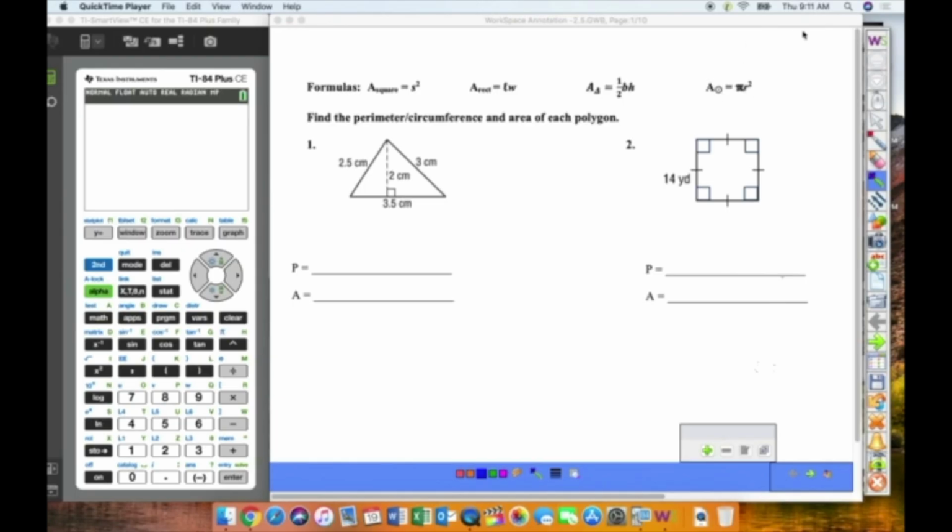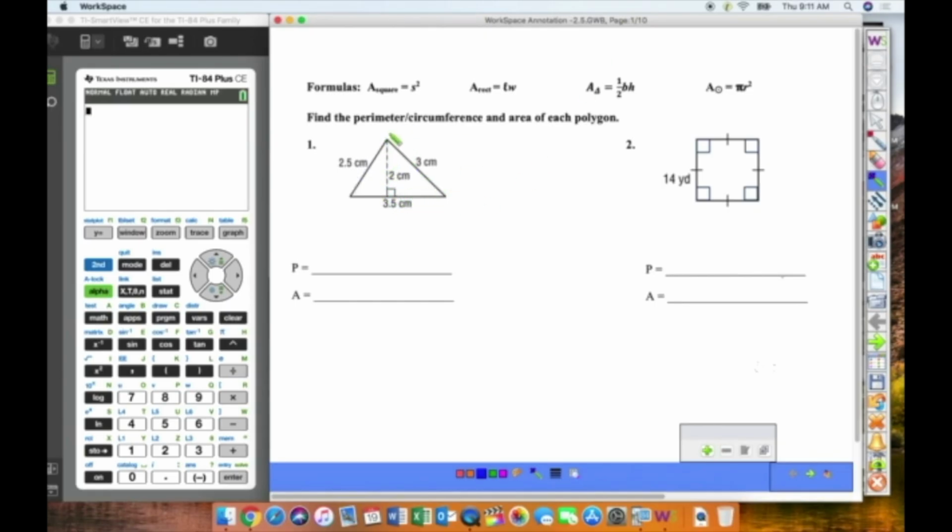So they want us to find the perimeter and circumference and the area of each polygon. It's all about work shown in this situation. So first off, we've got ourselves a triangle. Now what I want you to realize is the solid part, this is the actual triangle. But you see this dashed part right here? That is like imaginary information that is just going to help us with things.